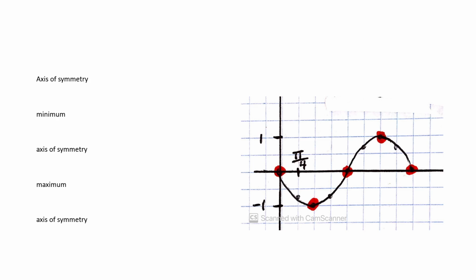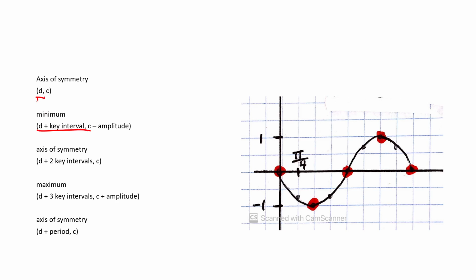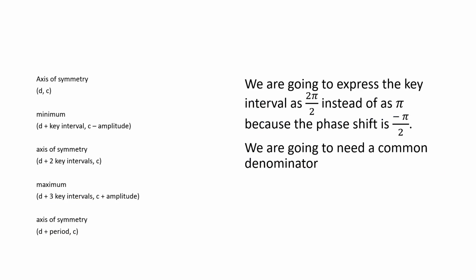Okay? So, we can see, as in every case, these are always our 5 key points. And we just have to figure out what order to put c minus an amplitude and c plus an amplitude. So as stated, this goes from c to c minus an amplitude to c plus an amplitude back to c.